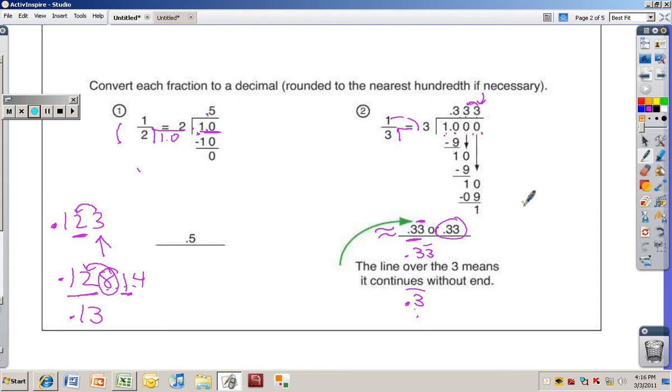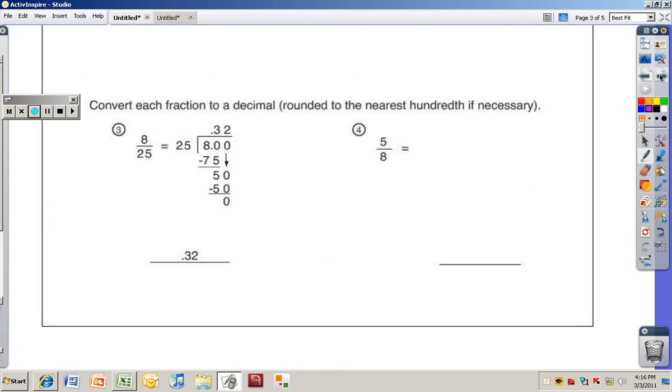Sometimes when you divide and get repeating decimals, it might be 0.16161616 like that, and you find that it starts repeating. In that case, you would do it like this: 0.16 with a bar over both numbers, meaning that 16 repeats over and over again in your decimal.